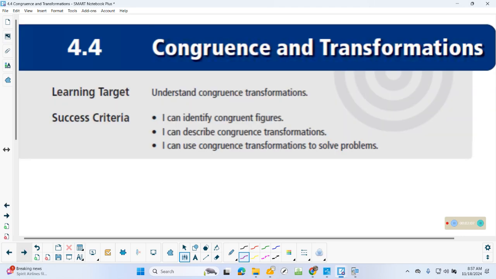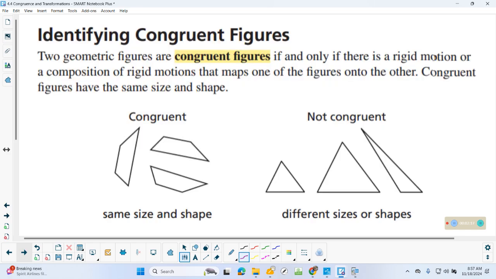We're going to talk on this front page about how to identify congruent figures. Well, I think you know how to do that. They have the same size, same shape, of course. And then we're going to get into some more transformations. So not a lot of things to fill in, just a few vocab words here for us. So identifying congruent figures. Two geometric figures are congruent figures if and only if there is a rigid motion or composition of rigid motions that maps one of the figures into the other. Congruent figures have the same size and shape.